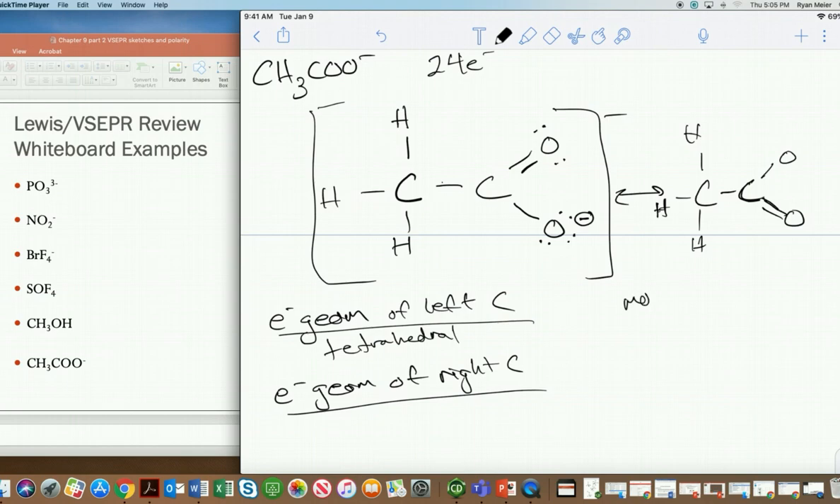And if I wanted to do the molecular geometry of that carbon as well, that's also tetrahedral because there's no lone pairs there.